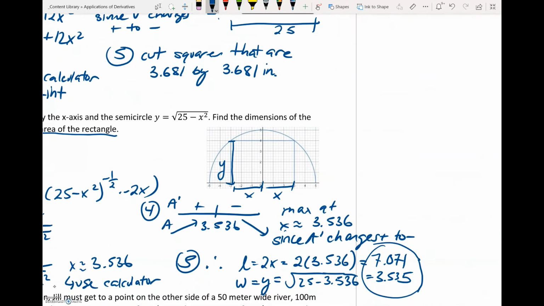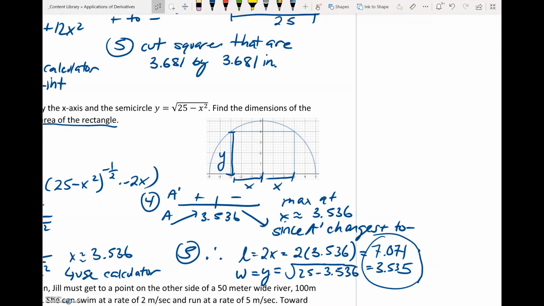Then the next step, we're going to create the sign diagram for A prime to see when it's positive and negative. And you should get that the maximum is at 3.536. That's because A prime changes from positive to negative here. And then lastly, we find the length and width. So we said that the length is 2x. We know that x value now, so you just plug the 3.536 in, and your final answer for length should be 7.071. For width, we know that's y. We're going to plug it into the original equation with that semicircle. So that's the root of 25 minus 3.536 squared, which is 3.535.